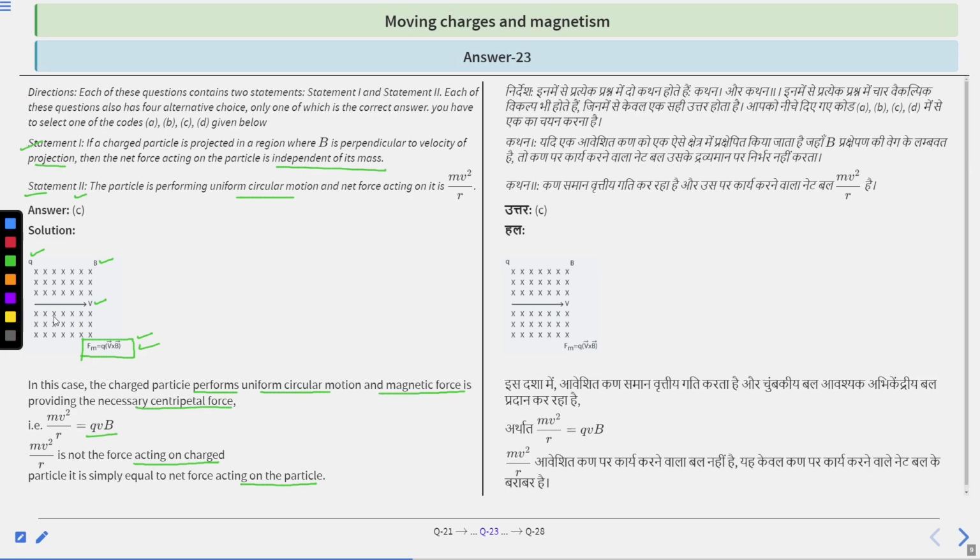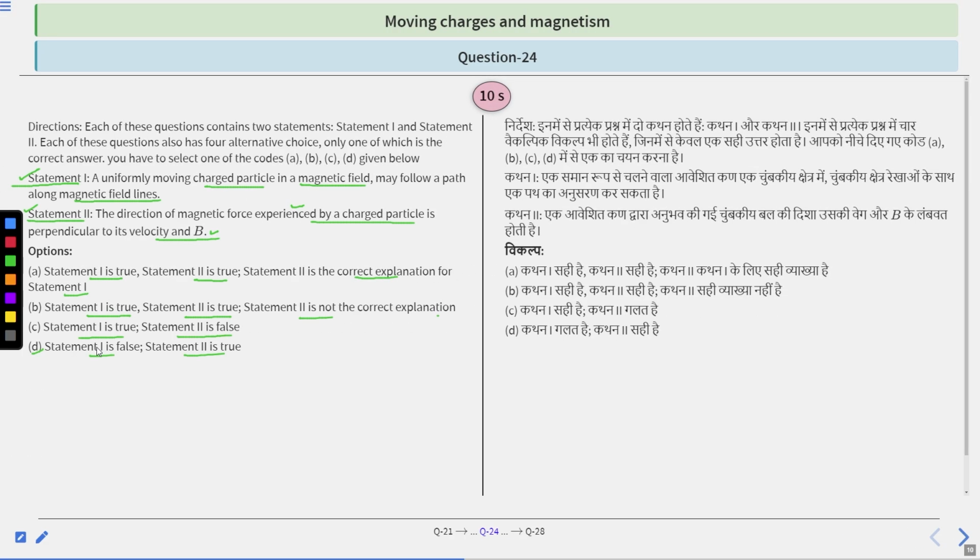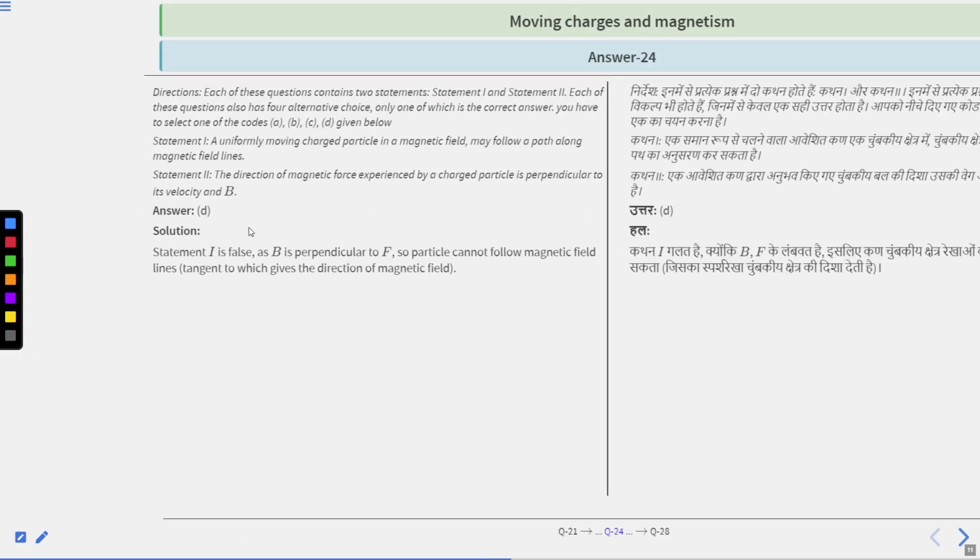In this question, the force Fm, this is the magnetic force, is equal to q v cross B. Here the force is perpendicular to both v and B. Clear? So option D is correct. Clear? This one: direction of magnetic force experienced by a charged particle is perpendicular to its velocity and B. So the option is correct.